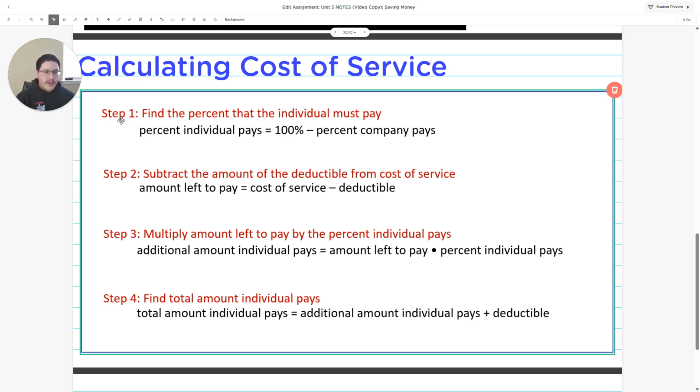Step 1, so I'm going to read through the steps. Again, we'll find out more when we go through the problem, but here are the steps before we do the problem. Step 1, we're going to find the percent that the individual must pay. The percent individual pays equals 100% minus percent company pays. And then we're going to subtract the amount of the deductible from the cost of the service. We're going to multiply the amount left to pay by the percent the individual pays. And then we're going to find the total amount the individual pays. So again, we're going to go through these steps when we go through the problem itself.